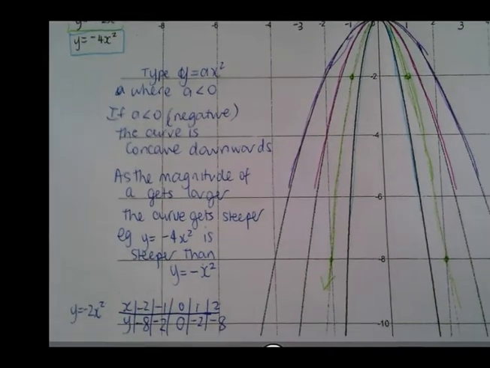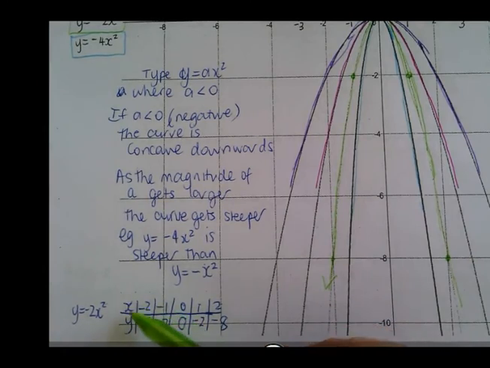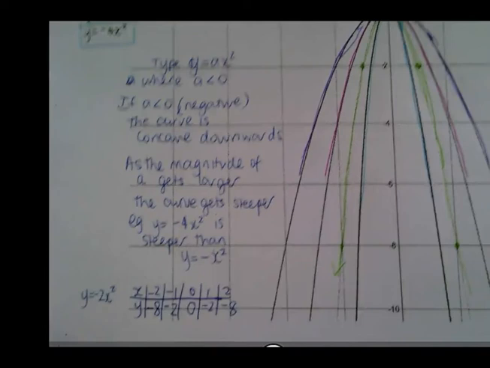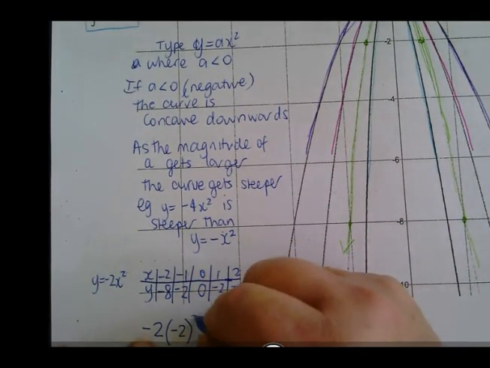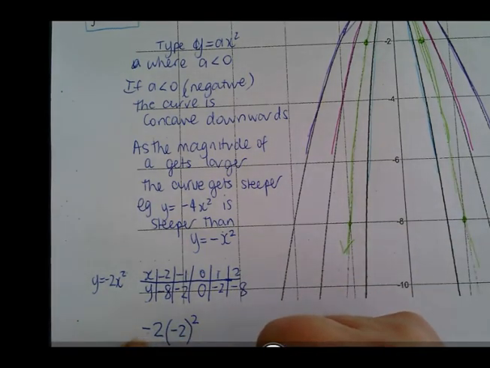So look, the best thing is to put it in on your calculator. Negative 2, bracket, negative 2, bracket, squared. And you will get the negative 8. On your calculator, you have to go like this. Negative 2, bracket, negative 2, squared. That's a negative. That's not a minus. Okay?